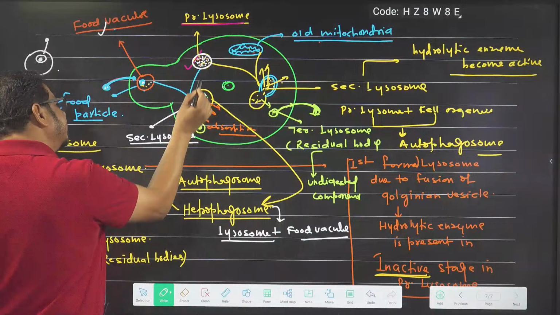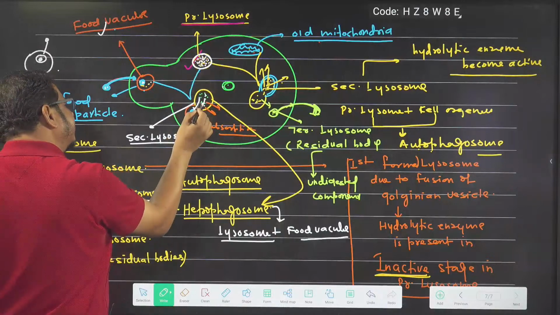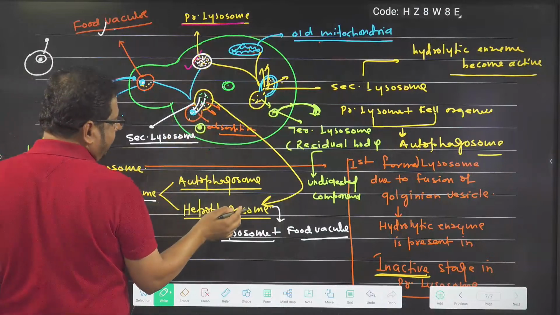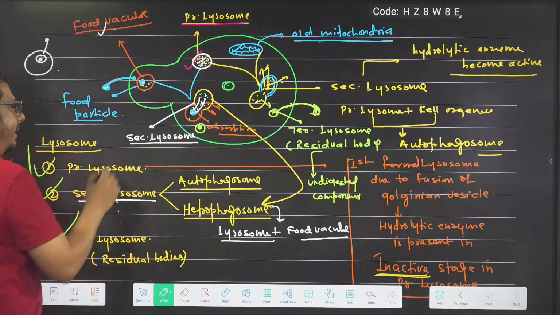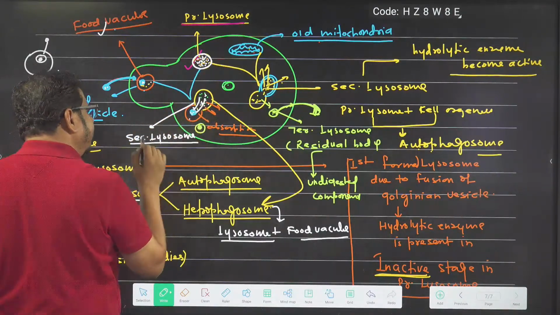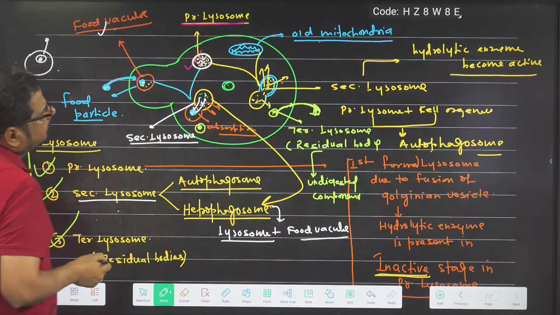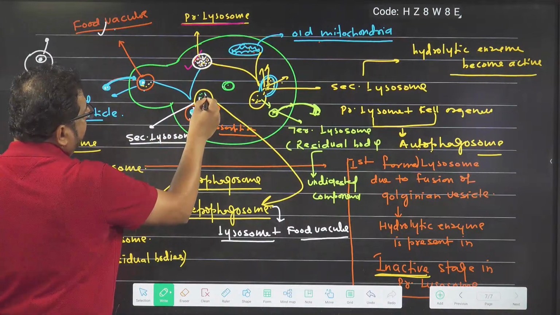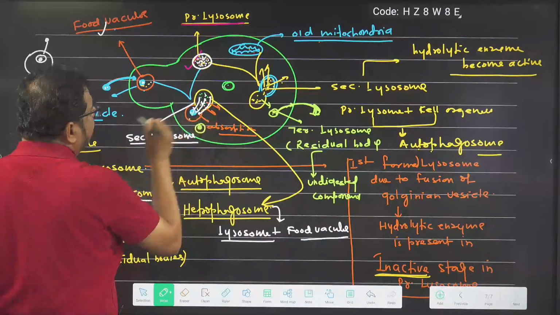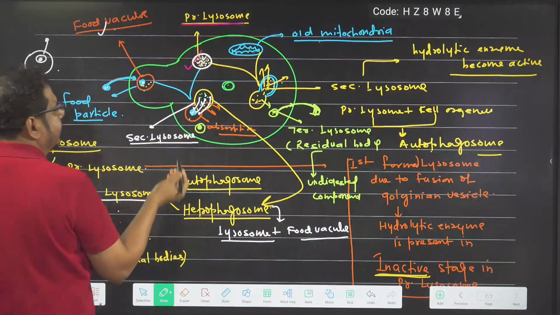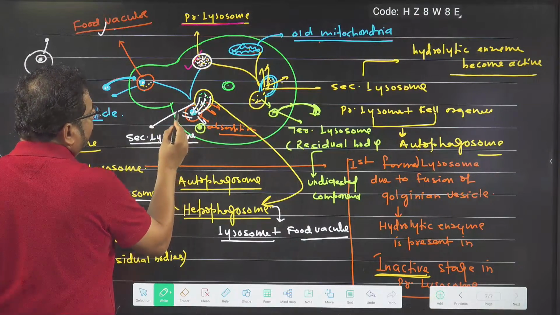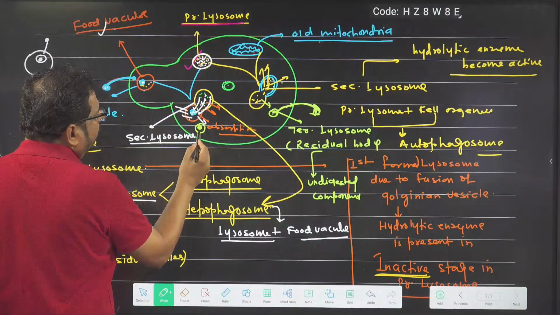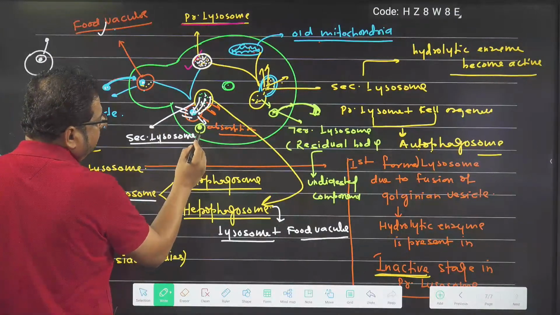Its morphology is different from before now. Forming this structure, this is called secondary lysosome. When the secondary lysosome is formed, the enzymes become active and these enzymes are released on the food particle and the food particle gets digested. And after digestion, what happened? The digested part gets absorbed, and what is not absorbed is present as which one? Residual body.